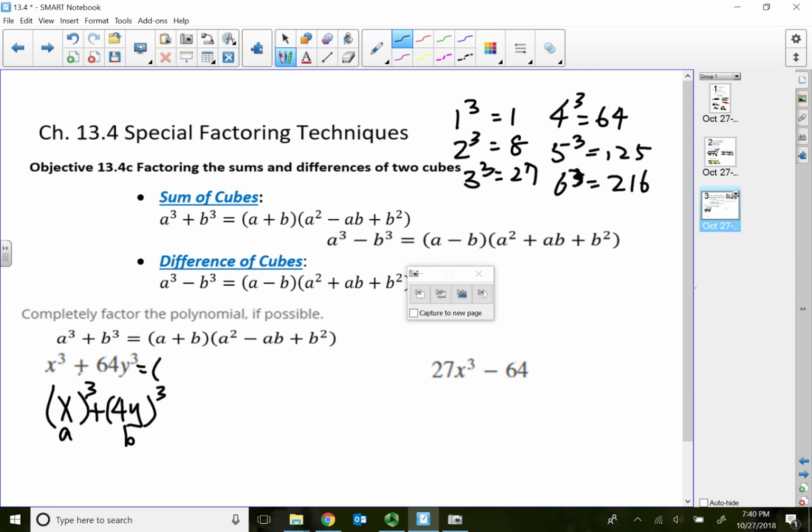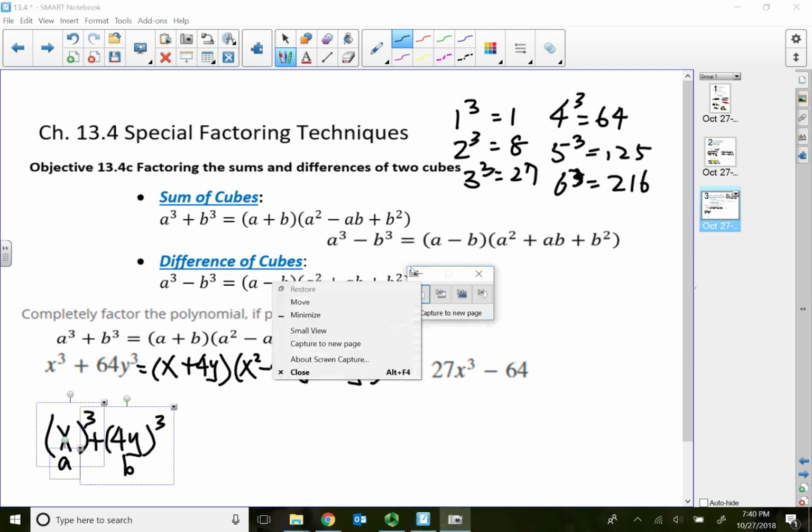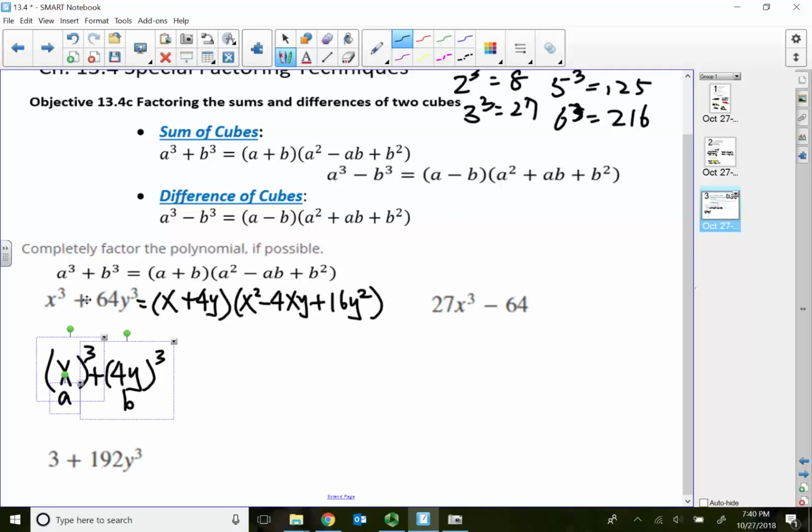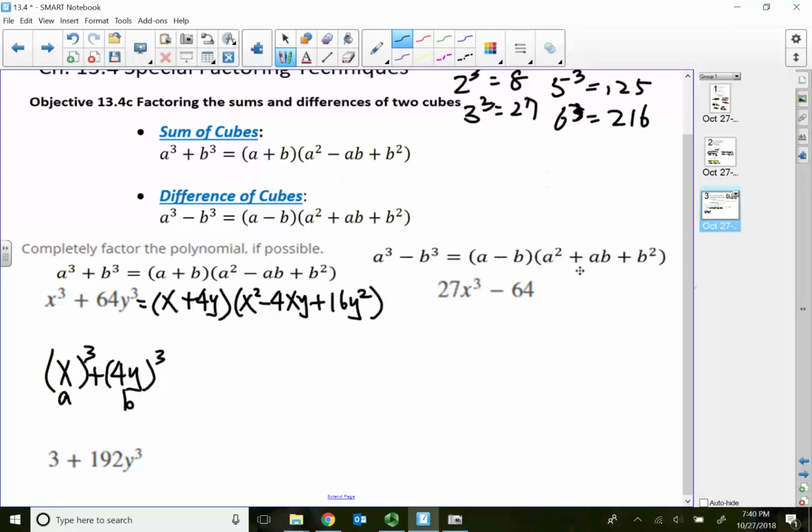So my a must be x plus my b must be 4y, times my a squared, so x squared, minus a times b, my x times 4y is 4xy, plus my b, 4y, whole thing squared, which would be 16y squared. And that's it. This is my answer. Once you recognize you have a sum or difference of cubes, the next thing we have to do is figure out what my a was before it was cubed, and what my b was before it was cubed. Now this next example, 27 and 64, must be the subtraction one.